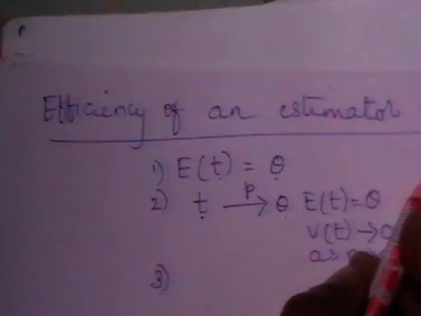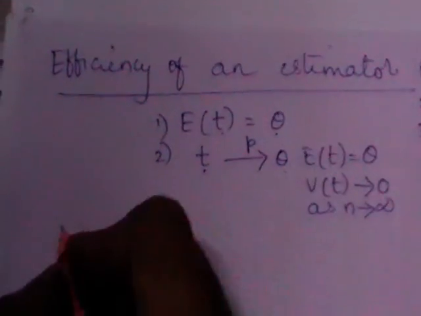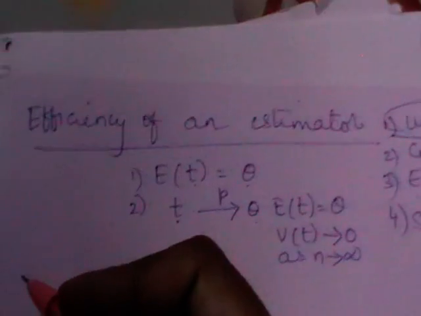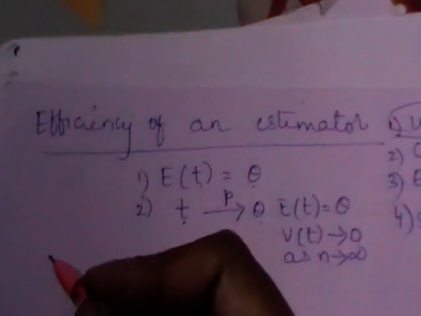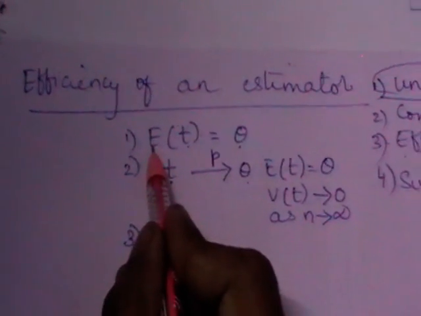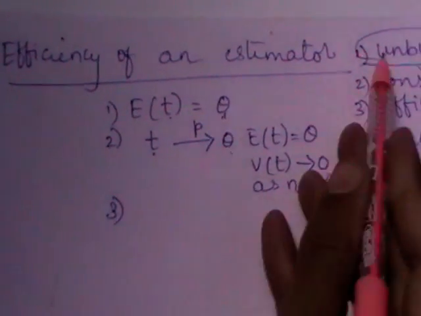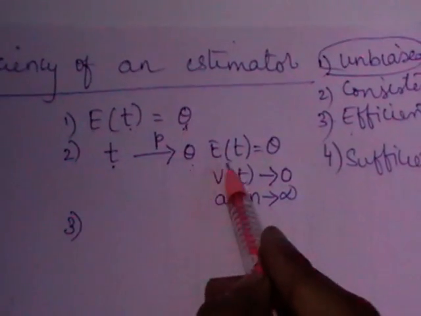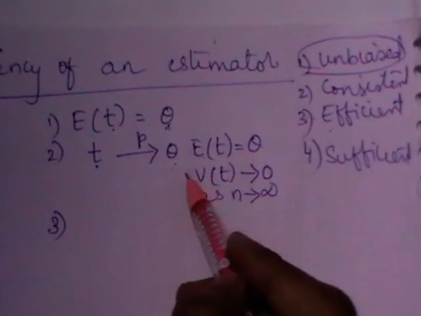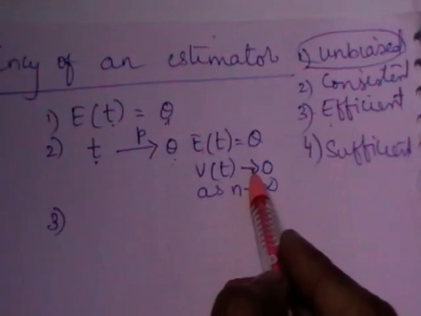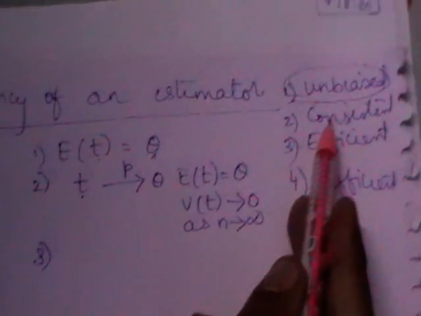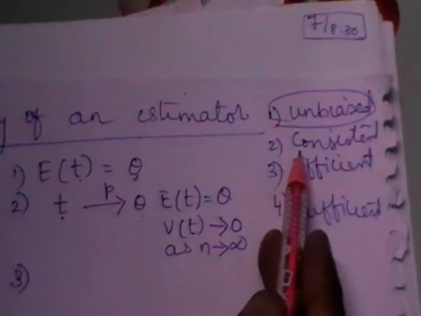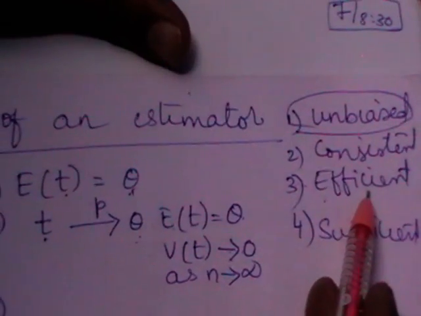So now we are going to discuss the third criterion, which is called the efficiency of an estimator. As E of t is equal to theta, we call that an unbiased estimator. If t converges in probability to theta, that is, E of t is equal to theta and V of t tends to 0 as n tends to infinity, we call that consistent. So what is the condition for an estimator to be efficient?